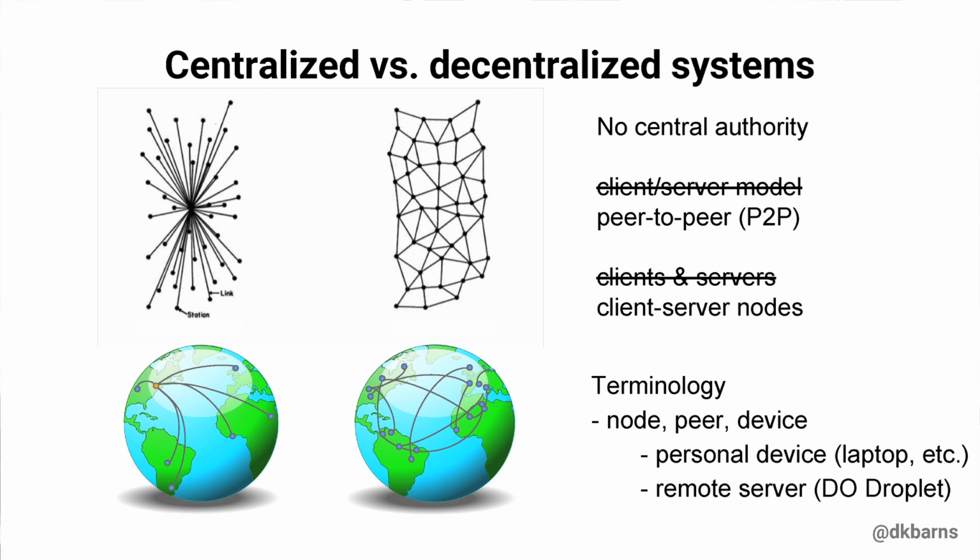First, just a terminology note. I may use node and peer and device interchangeably, but they all can kind of refer to one of two things, either a personal device like a laptop or a remote server. It could be by DigitalOcean or Amazon or whoever.